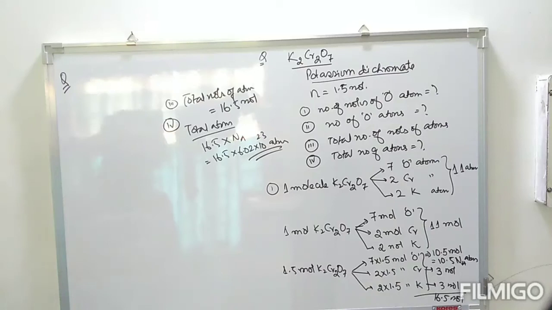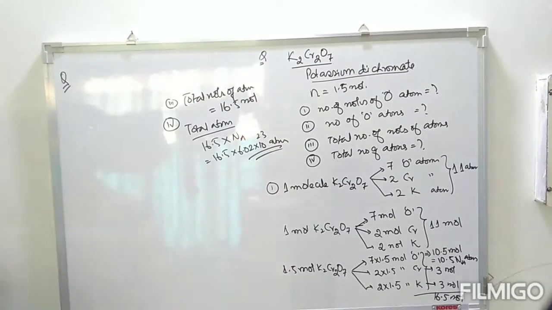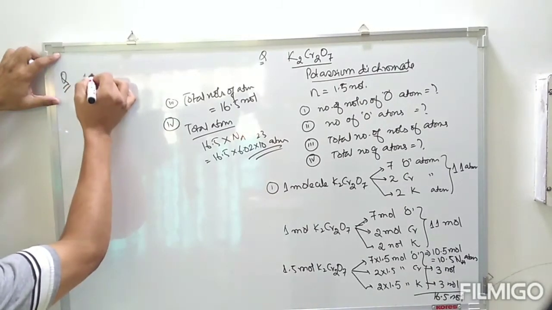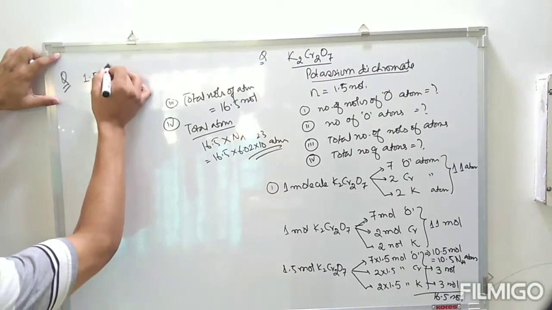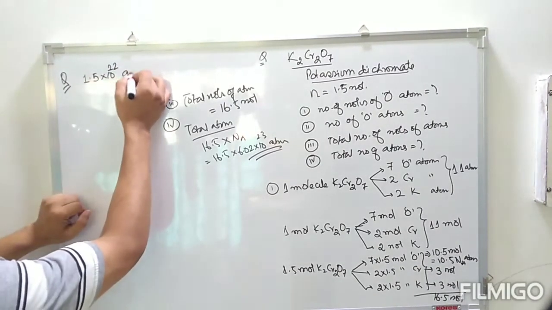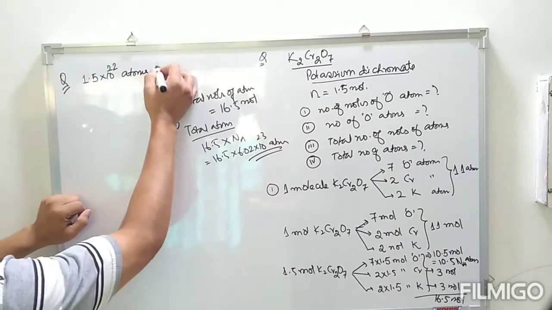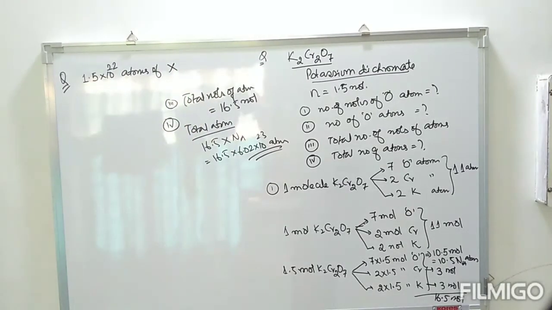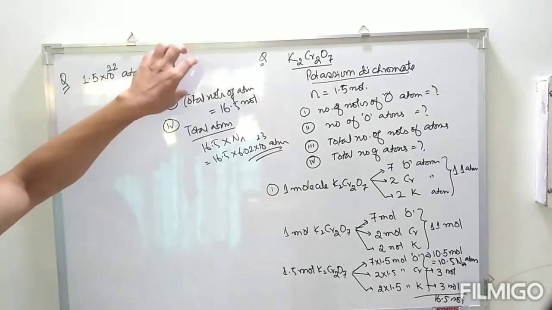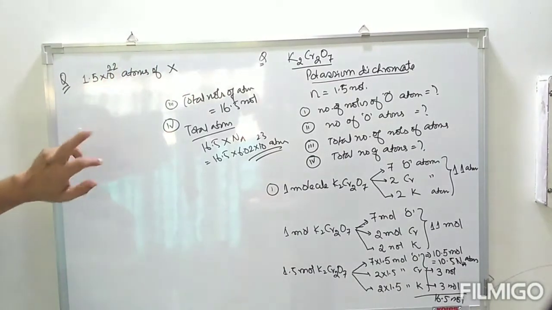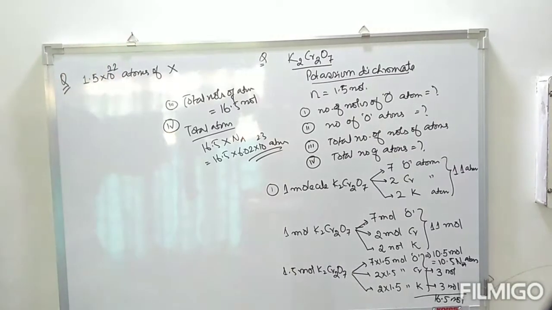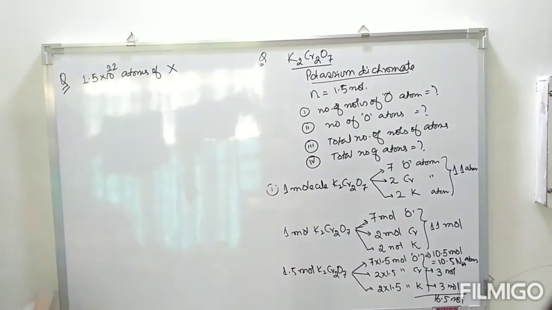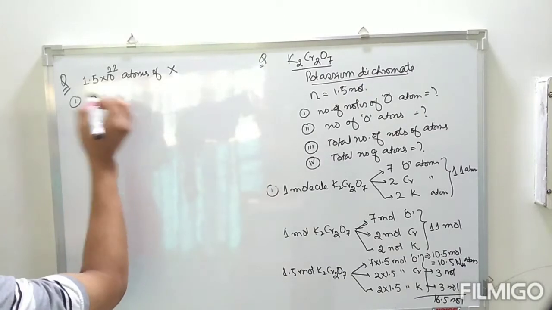Suppose we have this question. 1.5 into 10 to the power 22 atoms of an unknown element X. We have X element. This X element contains how many atoms? 1.5 into 10 to the power 22 atoms are present. Then we have to find the number of moles of X.